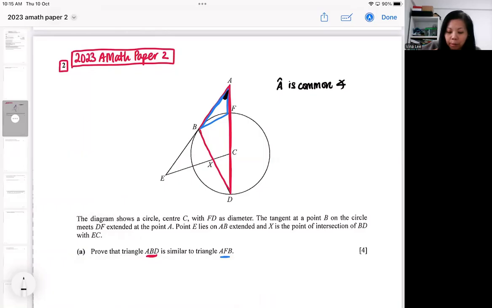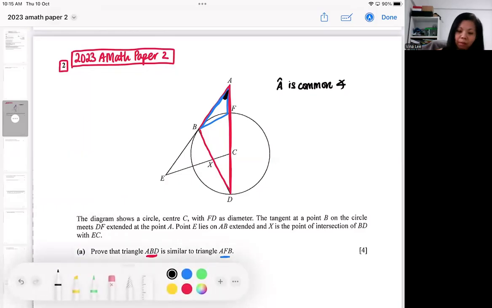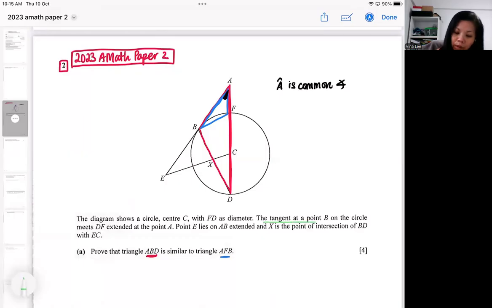Okay, and then the next one, some students couldn't see where is the next angle. So essentially the next angle comes from the tangent. They already said that there is a tangent. So if there's a tangent, you should have looked out for tangent chord theorem. This tangent actually makes an angle here. So in the blue triangle, we got this angle, and this angle, by the idea of tangent chord theorem, will be equal to this. So that is actually your second angle.